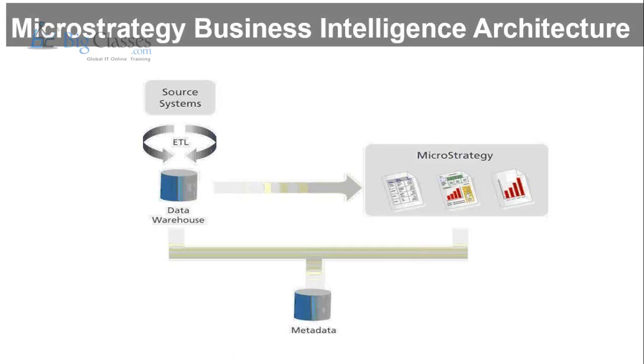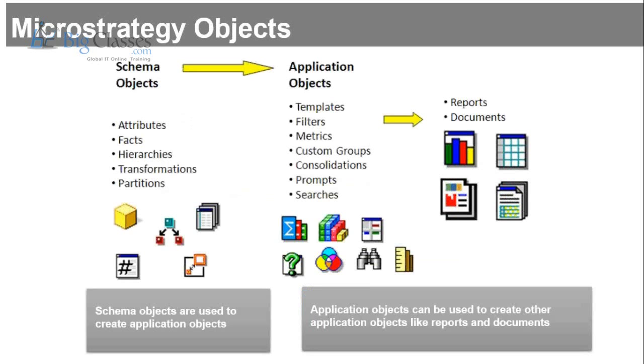Let's first try to understand what a MicroStrategy metadata is. A MicroStrategy metadata is a repository which will store all the object definitions. I'm just going to give you some object names, but we will see much more in detail. These are the MicroStrategy objects overview: schema objects, application objects like attributes, reports, facts, transformations, filters, consolidations, and so on. There are n number of objects present in MicroStrategy.